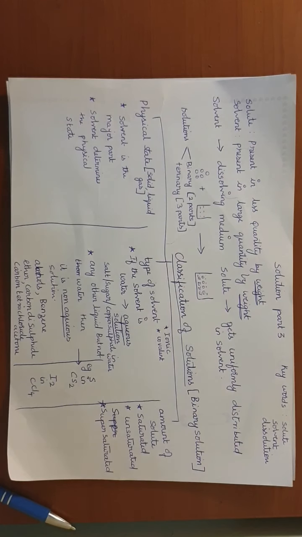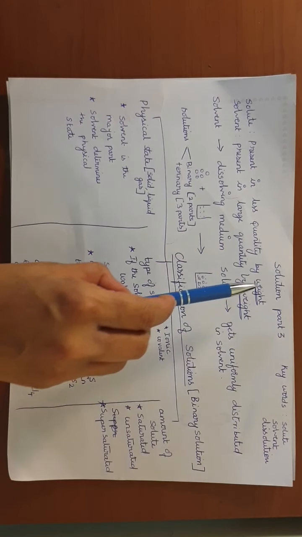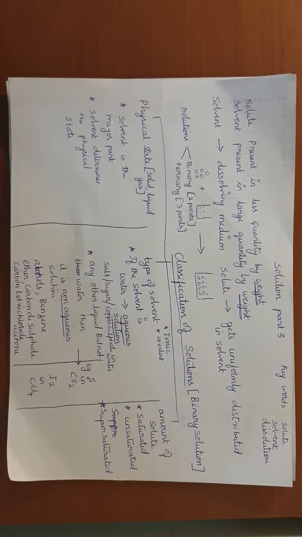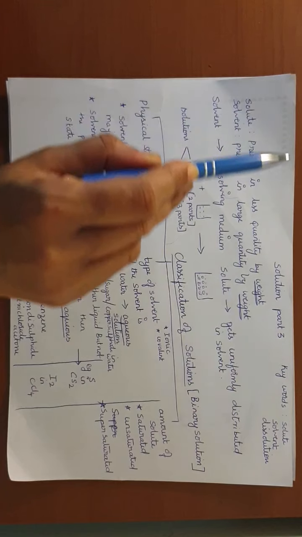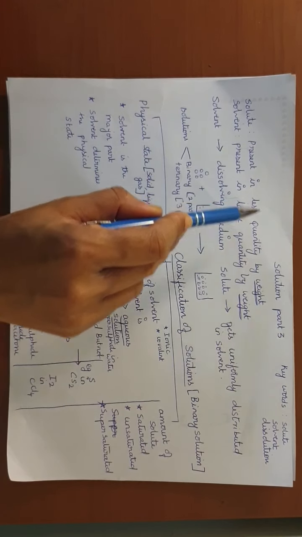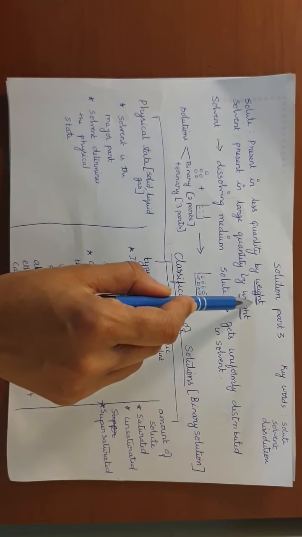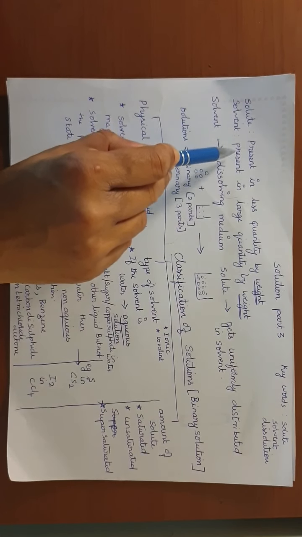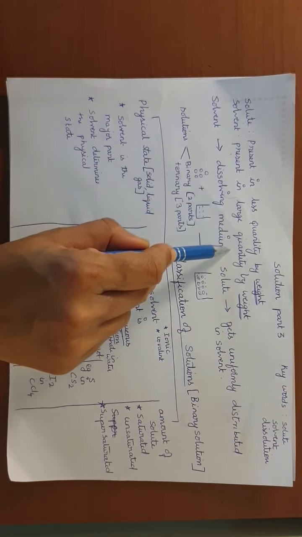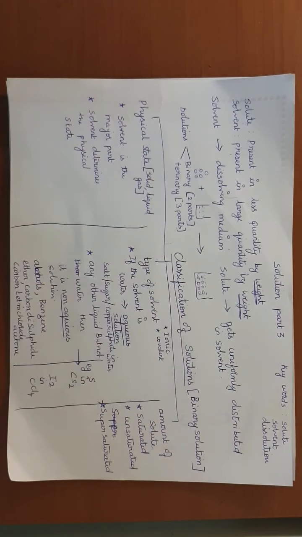So why have I underlined the word weight? It is the keyword which is expected by the teacher from the students for giving marks. So if you are writing the definition of solute, you should definitely write less quantity by weight. Weight is very important. Solvent is present in large quantity by weight.